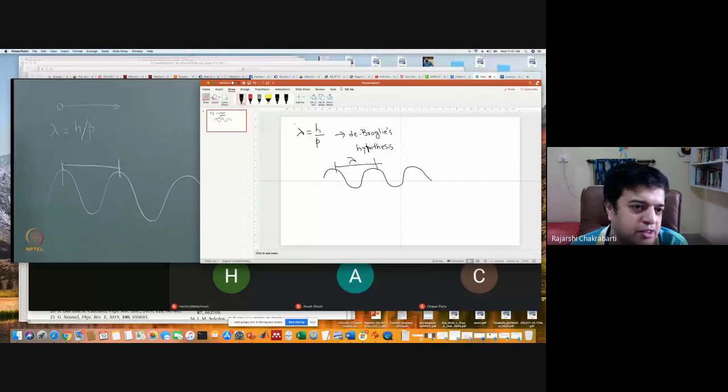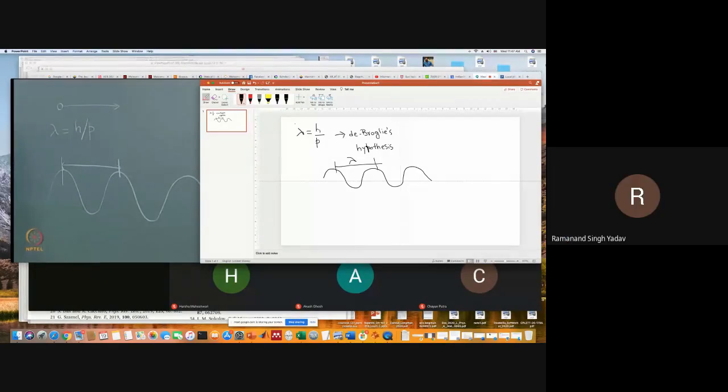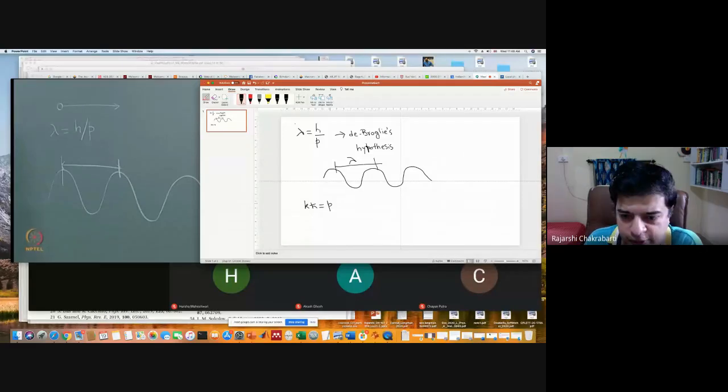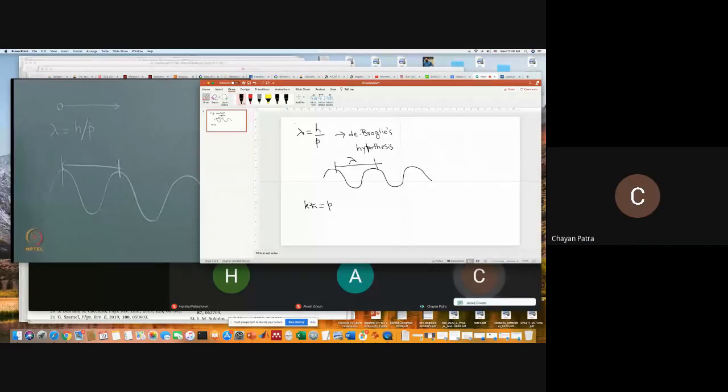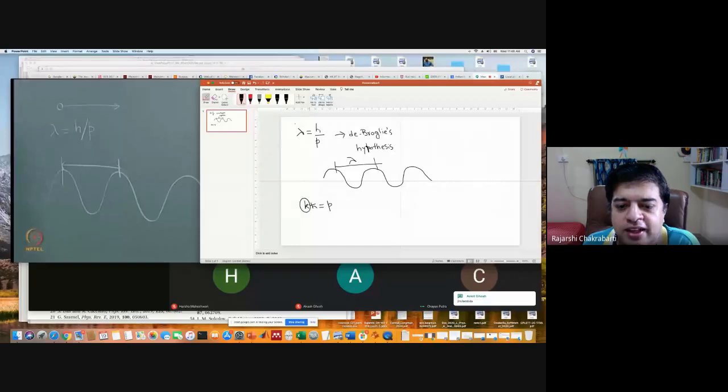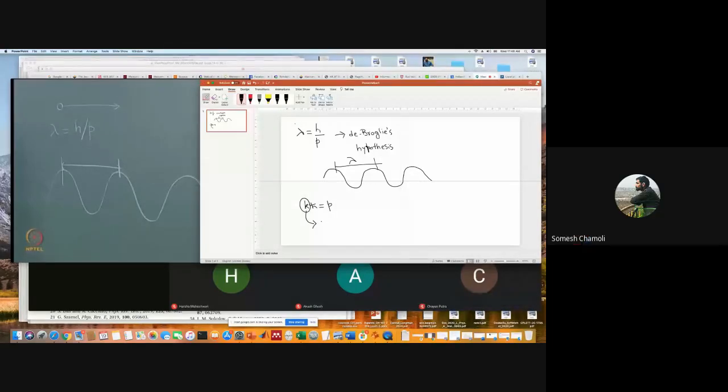But somebody said k h cut. Who said that? Myself, sir, and k is under root of E minus V upon 2m. Don't make things complicated. Sir, k is the wave. Rahul, what is k? The k is 2 pi by lambda.